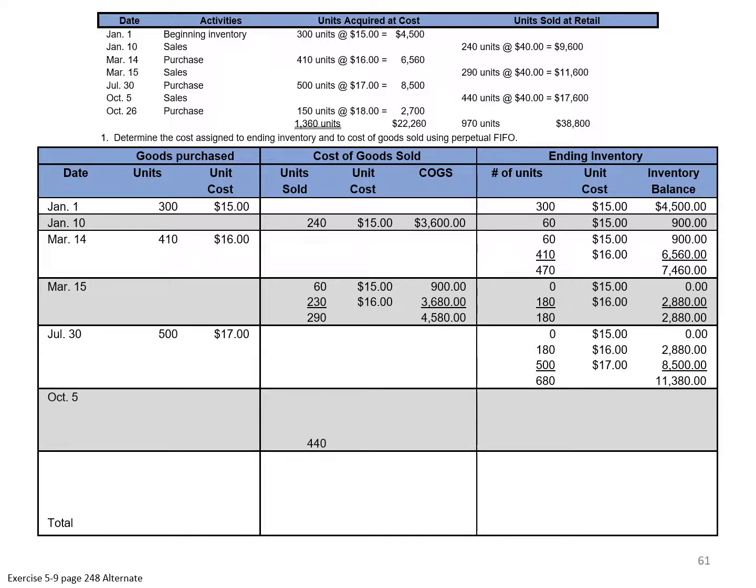Then on October 5th, we sold 440 units. Under first in, first out, we are selling our first units first. So we're selling all 180 at 16. We don't have any at the 15 to sell, right? So if we sell 180 at our 16 price point, we don't have any of those left now in our ending inventory. And then we need to sell how many more to get to 440?